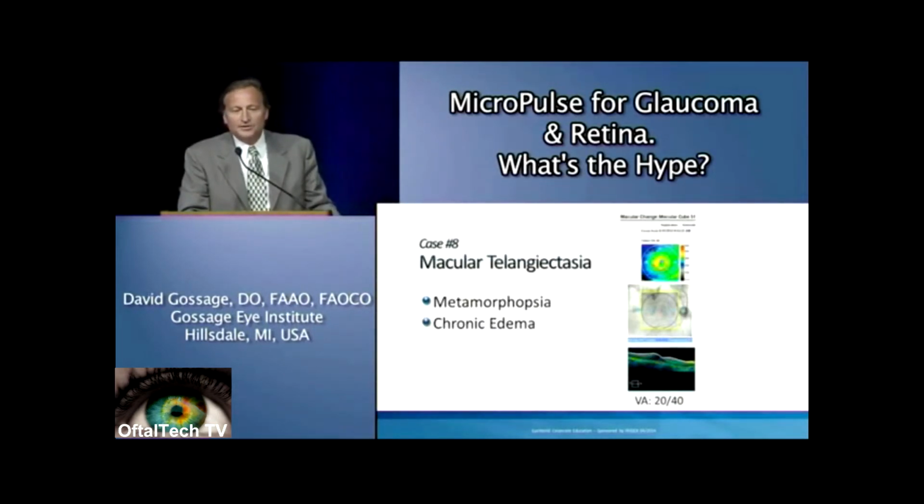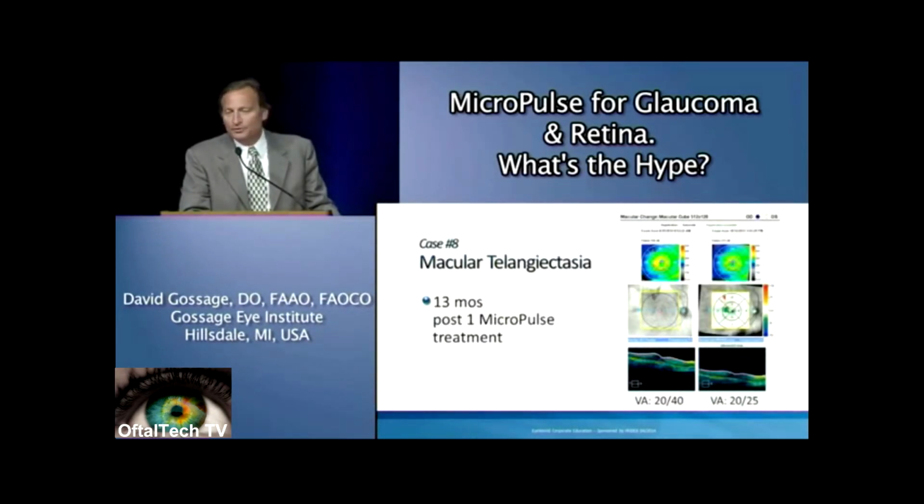And the last case is that of someone with macular telangiectasias who had some metamorphopsia and chronic edema. This patient was treated, and visual acuity improved from 20/40 to 20/25. These are sometimes very difficult patients to treat because you're going to end up with juxtafoveal scotomas if you're using a continuous wave laser, and they responded very nicely to the MicroPulse laser.